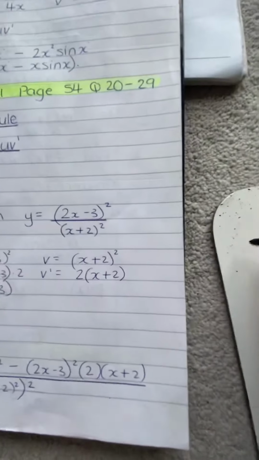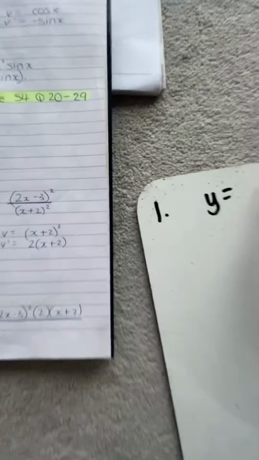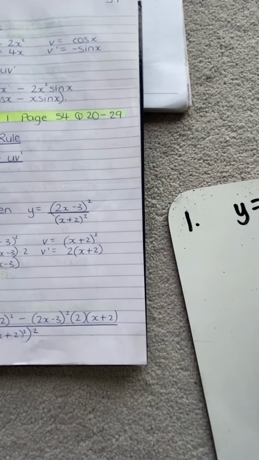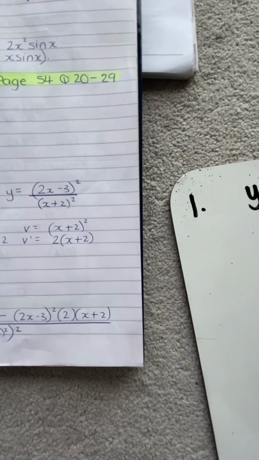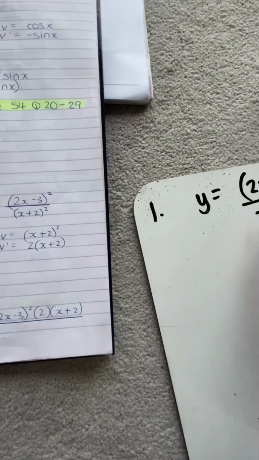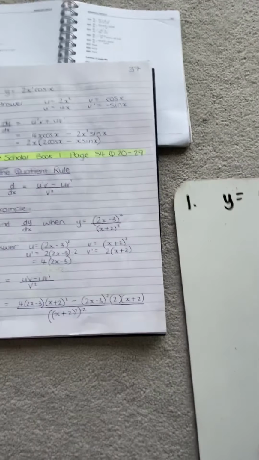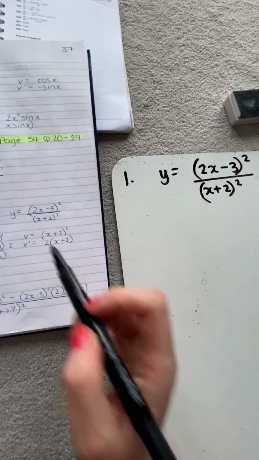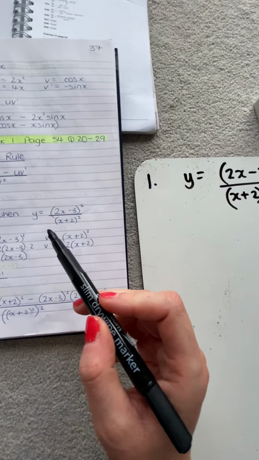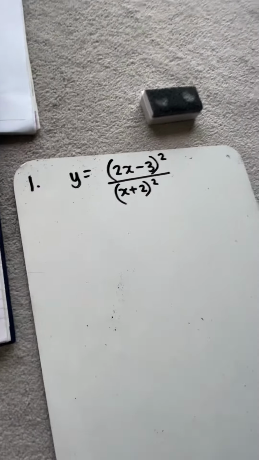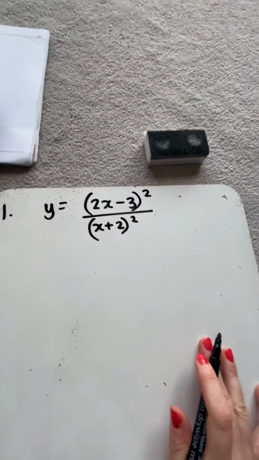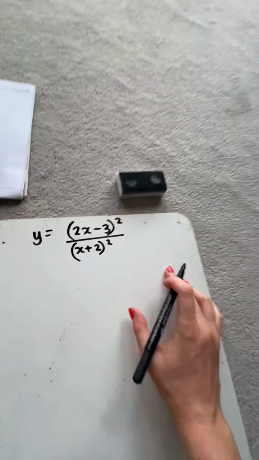Okay, so I'll just write this down. So it's y equals 2x take 3, and that's all squared over x plus 2 squared. So that's just the exact same question as question 1. Feel free to pause this and work through it yourself. The first part is actually the exact same as the product rule. So we're going to write down u and v at this side.